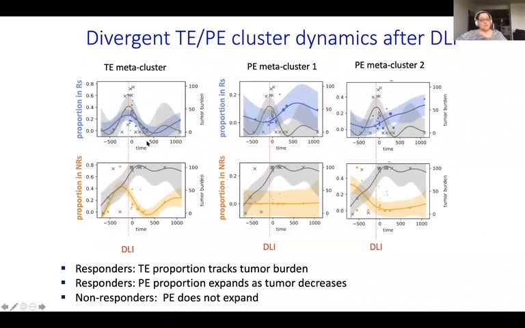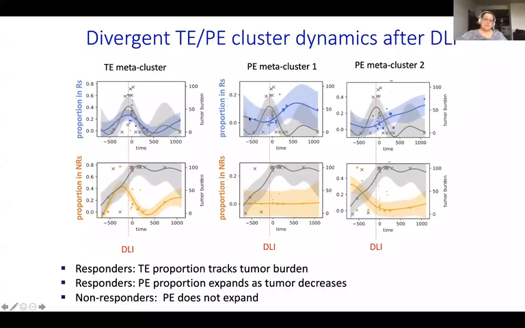And what we could get is cluster dynamics, and we saw that the TE clusters really follow the dynamics of the tumor burden right here in the responders. You can see them going up and down. This gray line right here is the tumor burden. This blue line is the TE cluster, and you can see it really follows. And in the non-responders, it's doing whatever.